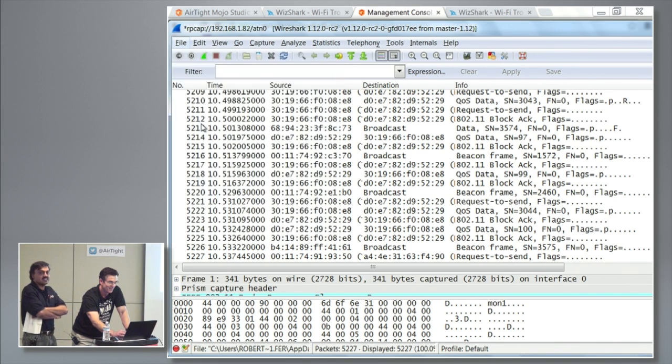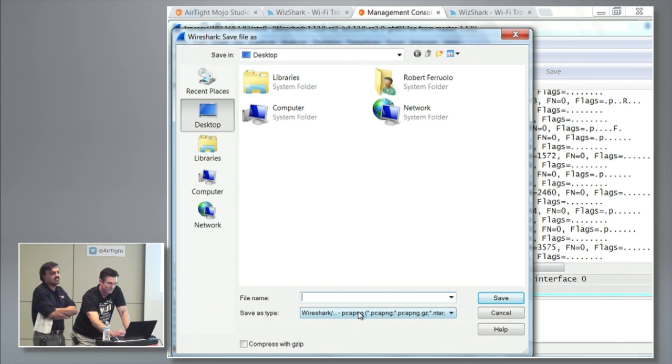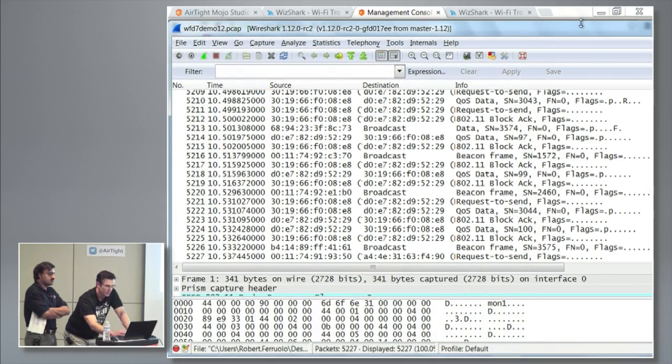So this is what we call live streaming. And this is very useful in enterprise environments where everything is in one network. We can sit on the console and see what is happening in a very remote office. Okay, and that will go to the desktop.